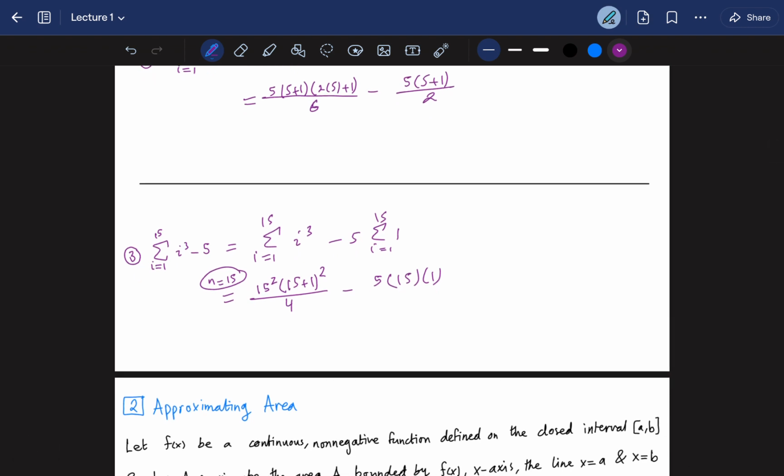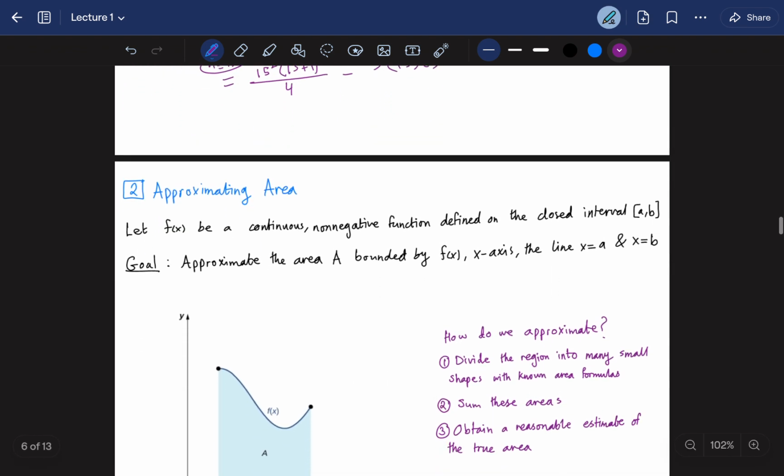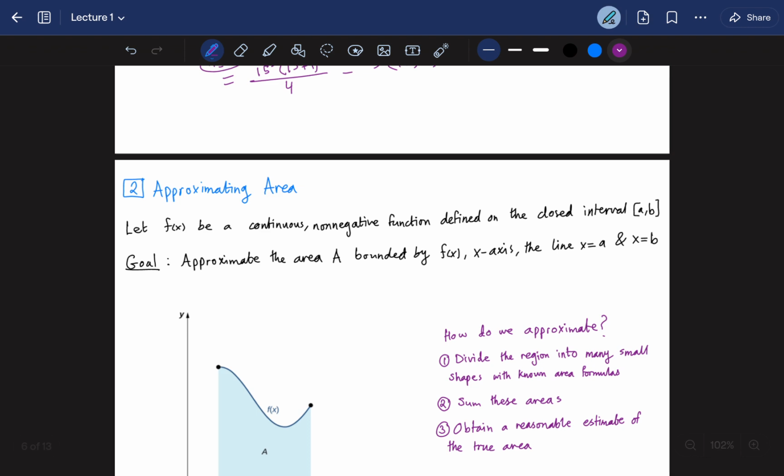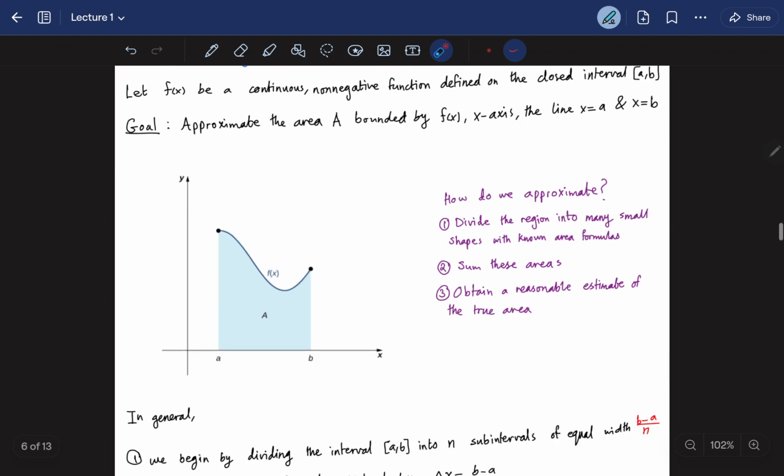Okay, so these are the general properties for the sigma notation. Now we're going to start the second topic of this section, which is approximating an area. So we're going to start with a continuous function f that's non-negative on a closed interval [a, b]. Our goal here is to approximate the area bounded by f of x, the x-axis, and the lines x equals a, x equals b.